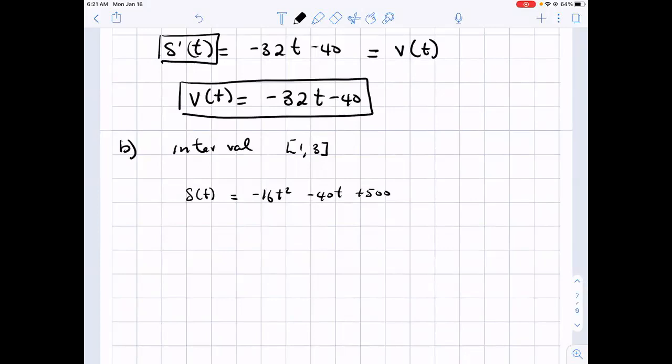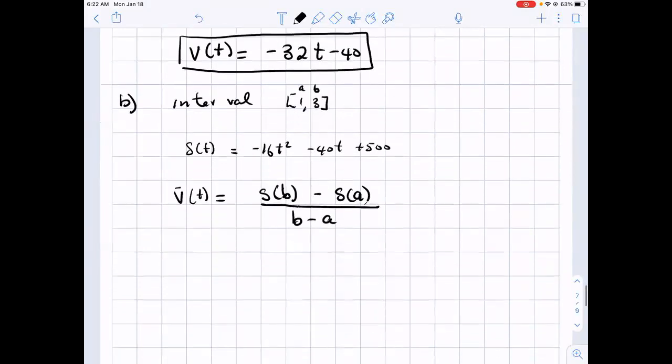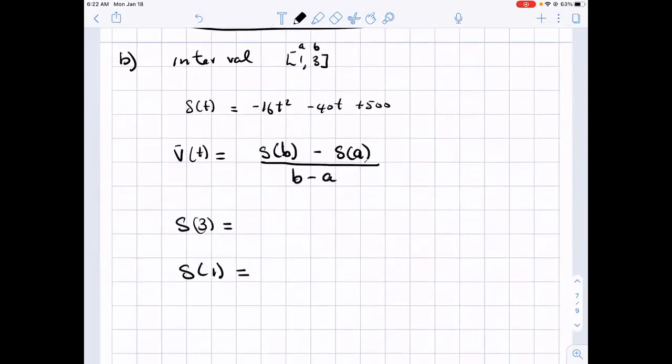If you're asked to find the average velocity, which has the notation v bar of t, that is equal to, if we call this A and this B, the formula is S of B minus S of A divided by B minus A. That's our general formula. So first we have to figure out S of 3, and then S of 1. Those two values you need to figure out.